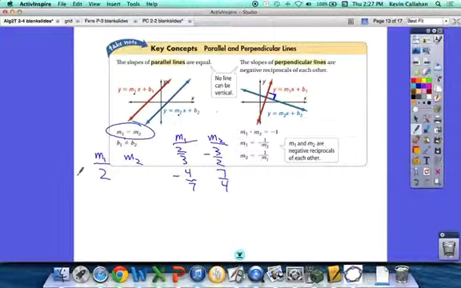No, this is 2 over 1. The m2 would be negative 1/2. This is 2 over 1, flip the fraction. What if m1 is negative 1/3? Then m2 is positive 3. So to find the perpendicular slope, you take the opposite sign and flip the fraction. Parallel, same. Perpendicular, opposite sign, flip the fraction.